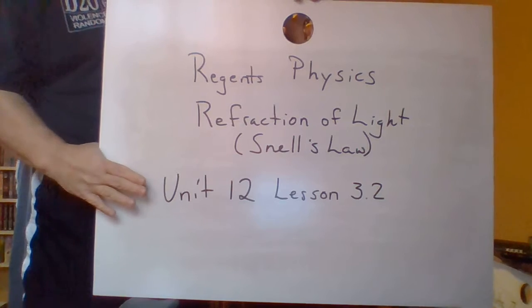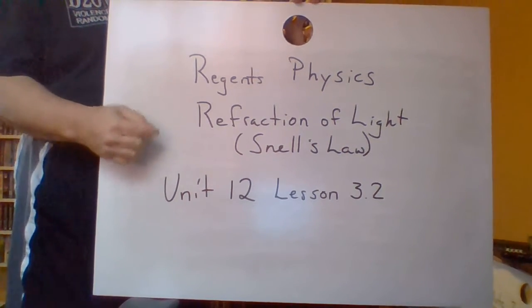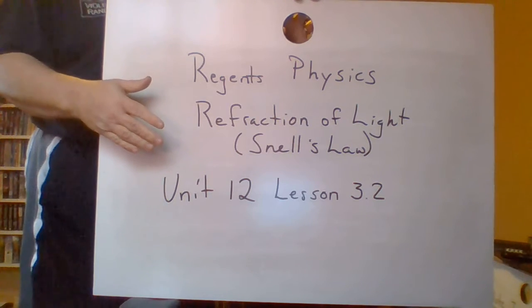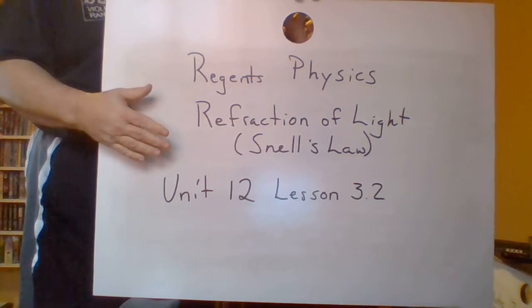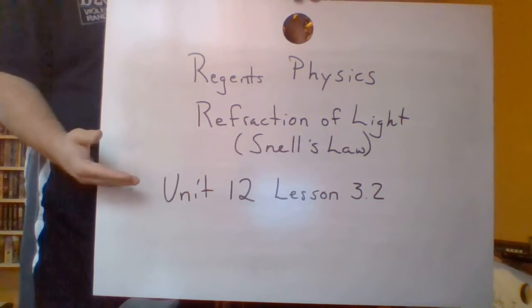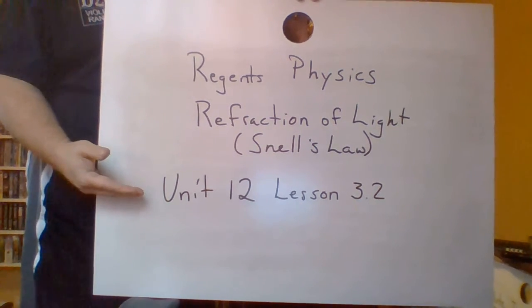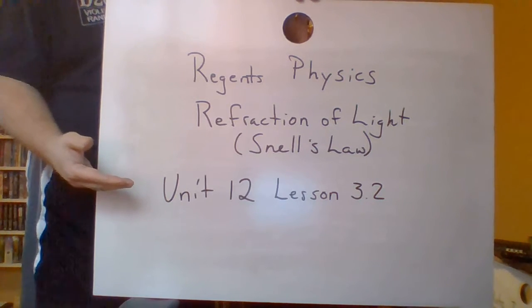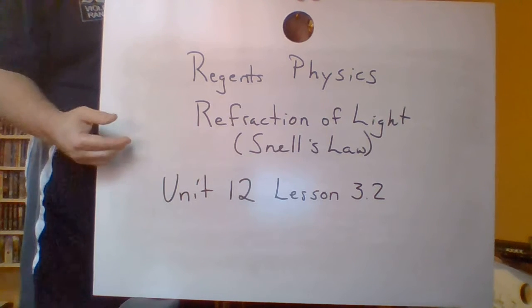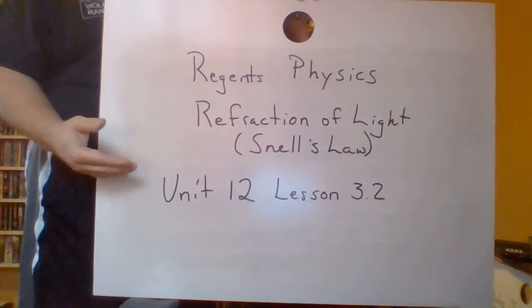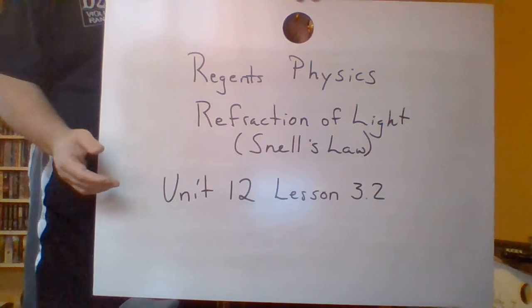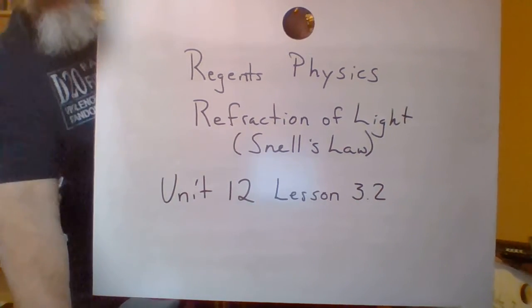So this is Unit 12, Lesson 3.2. This is the second half of the lesson that deals with the reflection of light and introduces the refraction of light, and specifically the properties of transparent materials that create the refractive effects that we can relatively easily measure. Okay?